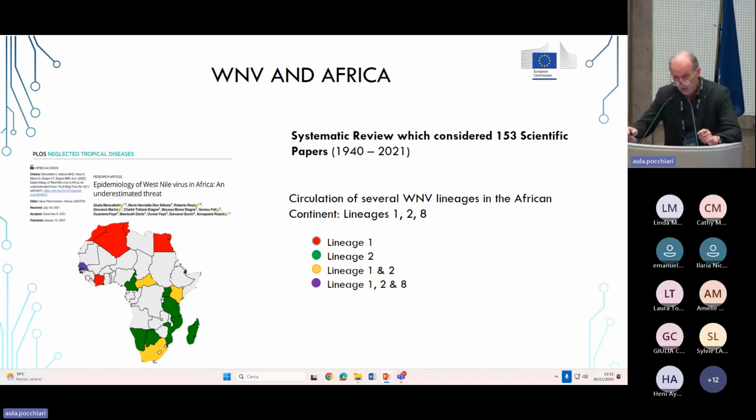According to these collected data, we know that in Africa we have three lineages circulating: lineage 1, lineage 2, and lineage 8. Lineage 1 is mostly circulating in the northern part of Africa, whereas co-circulation of lineage 1 and lineage 2 is in the southern part of Africa, as well as lineage 2 by itself. But then in Senegal, we have also the circulation of lineage 8.